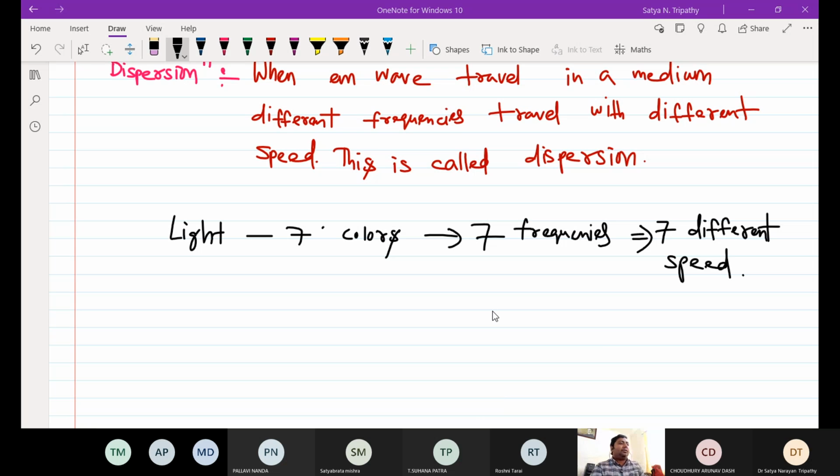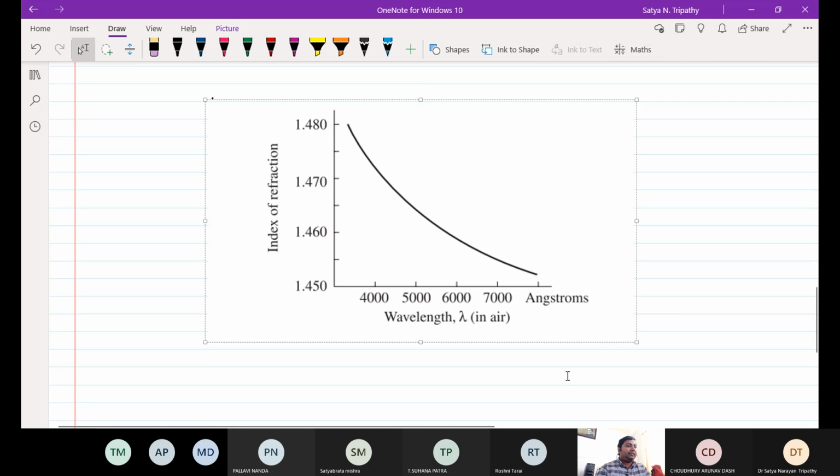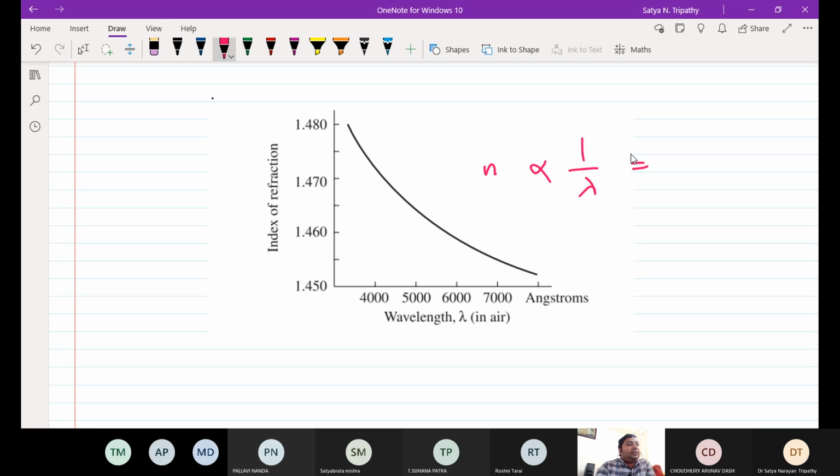So I would like to draw that graph. This is one of the examples you must understand. You can see that if the wavelength increases, the refractive index, this is on the higher angstrom side. Higher wavelengths have a low refractive index, and n is inversely proportional to 1 by lambda squared, which is actually Cauchy's formula.